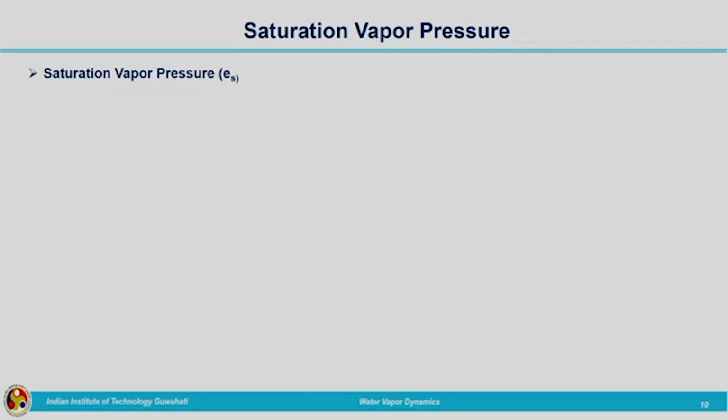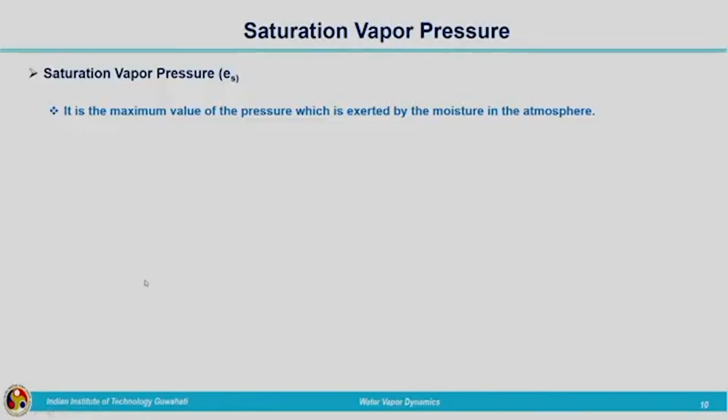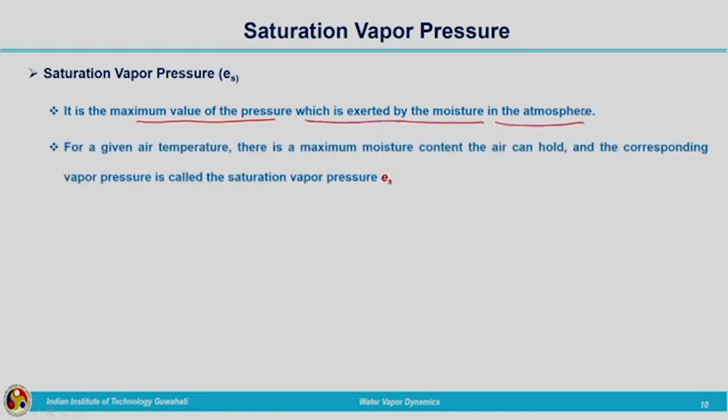Now, the next term we need to look into is the saturation vapor pressure. Saturation vapor pressure is represented by the notation ES. Saturation vapor pressure is the maximum value of the pressure which is exerted by the moisture in the atmosphere. That is, for a given air temperature, there is a maximum moisture content the air can hold. The corresponding vapor pressure is called the saturation vapor pressure.